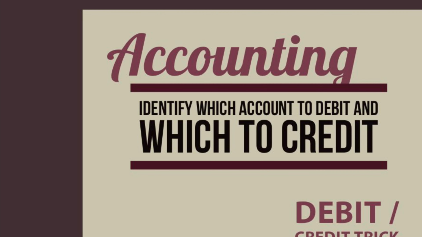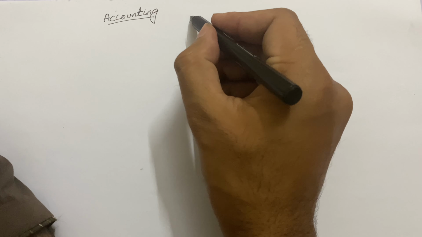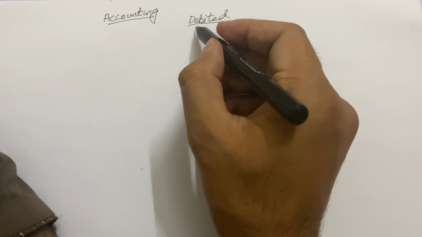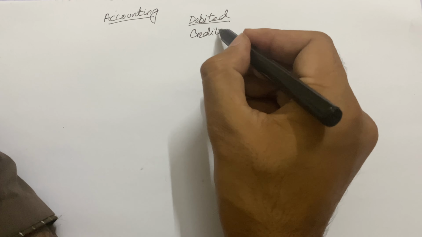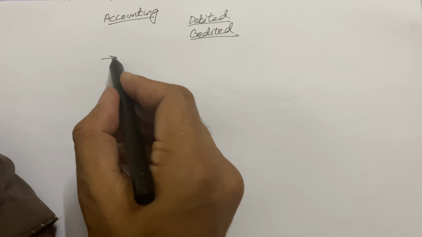In this video, we will talk about the basics of accounting, how we identify which account should be debited and which account should be credited. It is very difficult to identify which account should be credited and which should be debited. So first of all, we'll tell you about the natures of account.